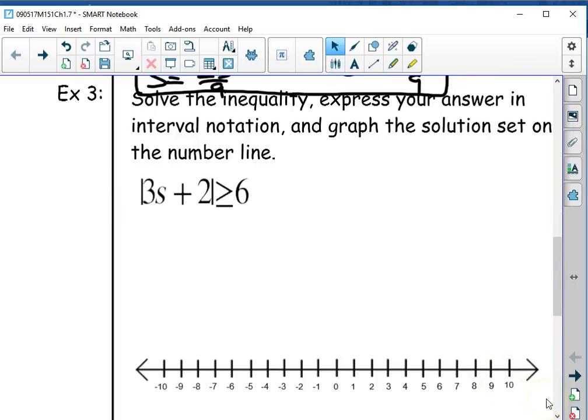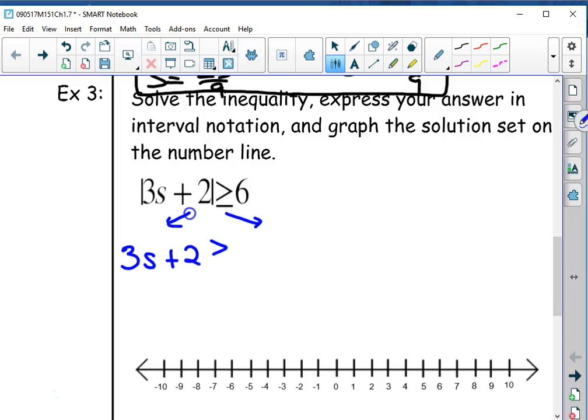All right, here's our first inequality to solve. And kind of the same idea. We're going to split this up into two equivalent inequalities. 3s plus 2 is greater than or equal to 6, or 3s plus 2 is going to be less than or equal to negative 6. So when you change the sign to a negative, also switch the direction of the inequality with the negative on the other side.